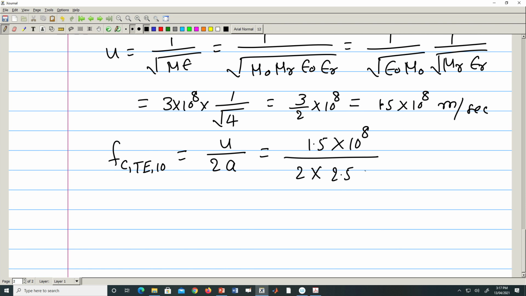FC for TE10 mode, after calculation, will be 2.55 and then 10 will go, then 3 gigahertz. So fc for the TE10 mode is 3 gigahertz, and then eta TE10 will be eta divided by a square root of 1 minus fc by f.